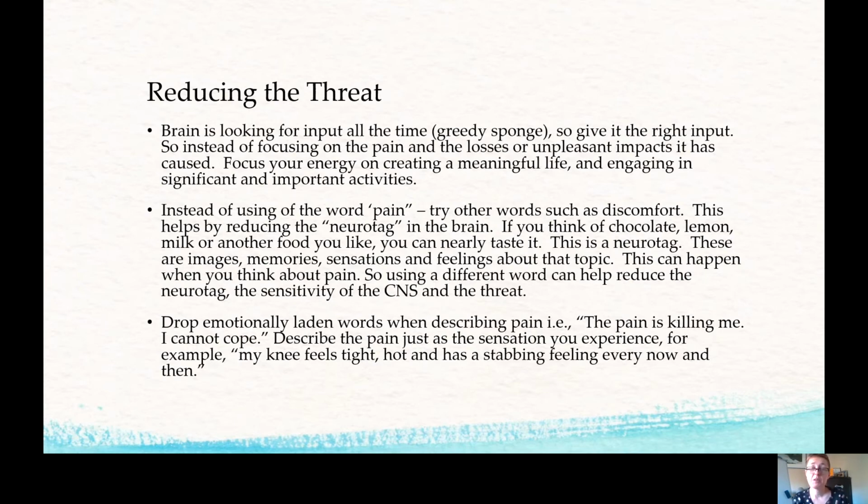Another thing that we know is really helpful is reducing those emotionally laden words. People who describe their pain as terrible, killing me, can't cope, are going to report high levels of pain. So if we're able to break that down into the sensations, acknowledging the pain because your brain wants that. It wants to know, yeah, I can feel that my knee is tight and hot and stabbing. That is going to help you make room for that experience, as opposed to when we're using a lot of those emotional words.